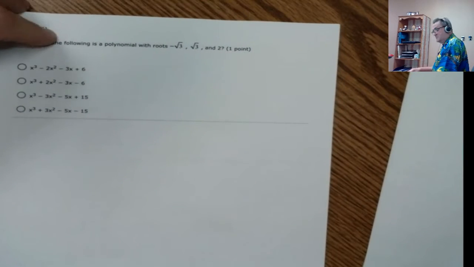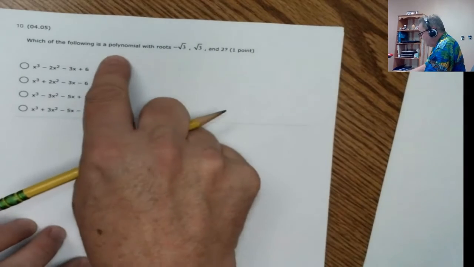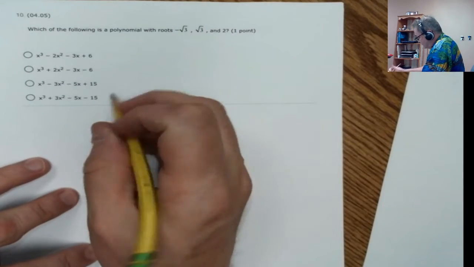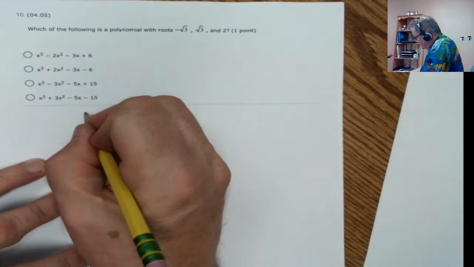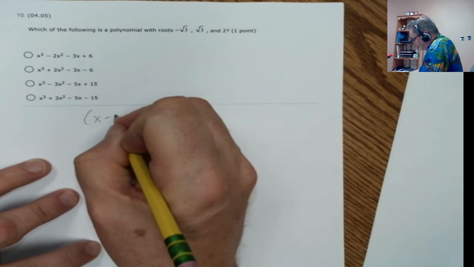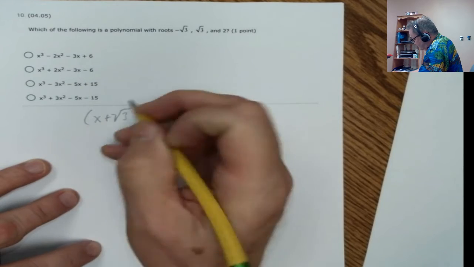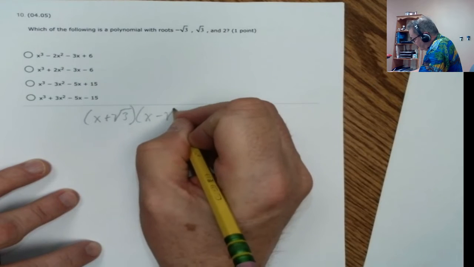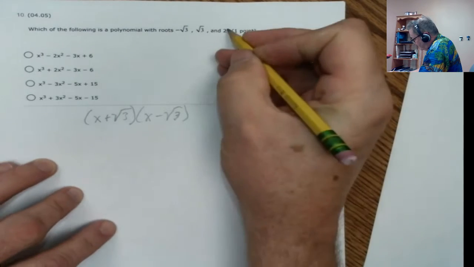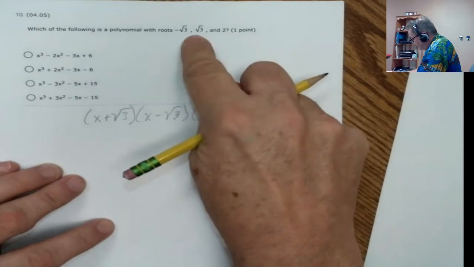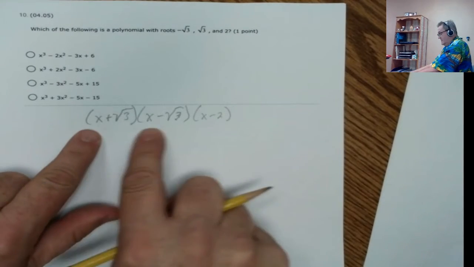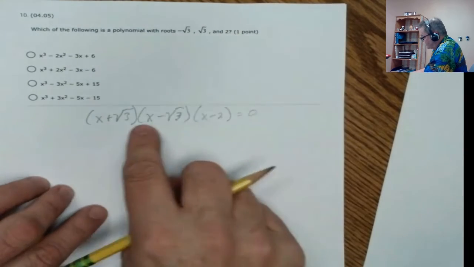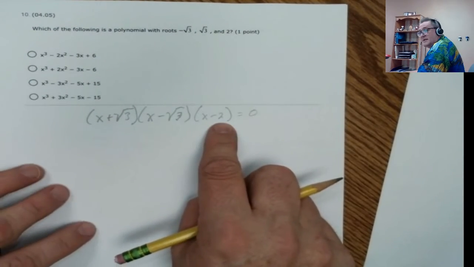All right, here's just one on this page. Next one must be a big one. Which of the following is a polynomial with the roots negative square root of 3, square root of 3, and 2? So this gives us plenty of room to work this. If those are the roots, then I can multiply x minus the square root of 3, or actually, since that's a negative one, x minus a negative. And then I'll do x minus the square root of 3 and x minus 2. If I multiply these factors together, they would equal 0. Right? Those would all be roots.